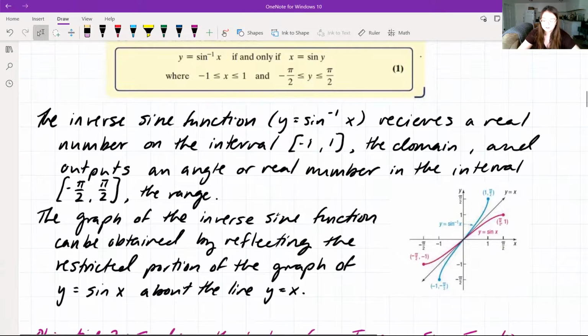Then the graph of the inverse sine function can be obtained by reflecting the restricted portion of the graph of y is equal to sine of x about the line y is equal to x. So we see our original y equals sine of x is this purple line here, and our blue line is our inverse sine of x. If we draw our line y is equal to x, we see that they are reflected.